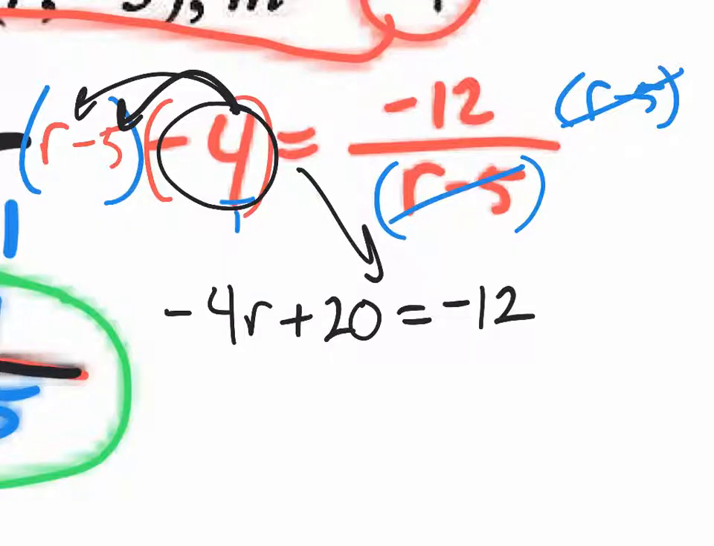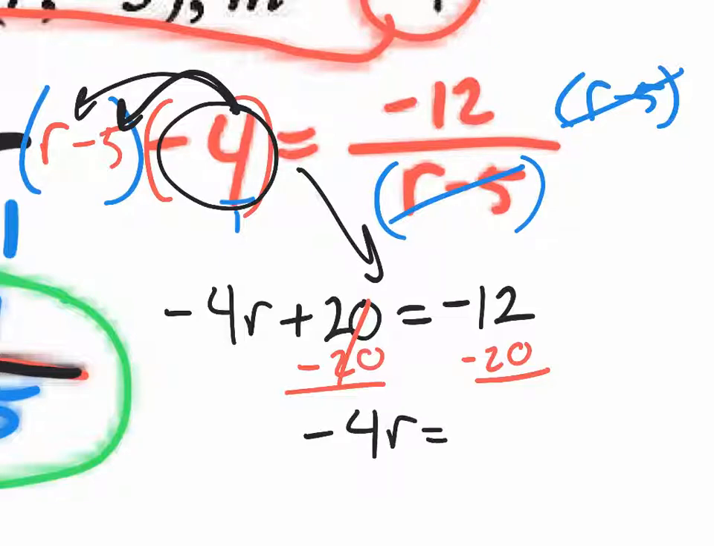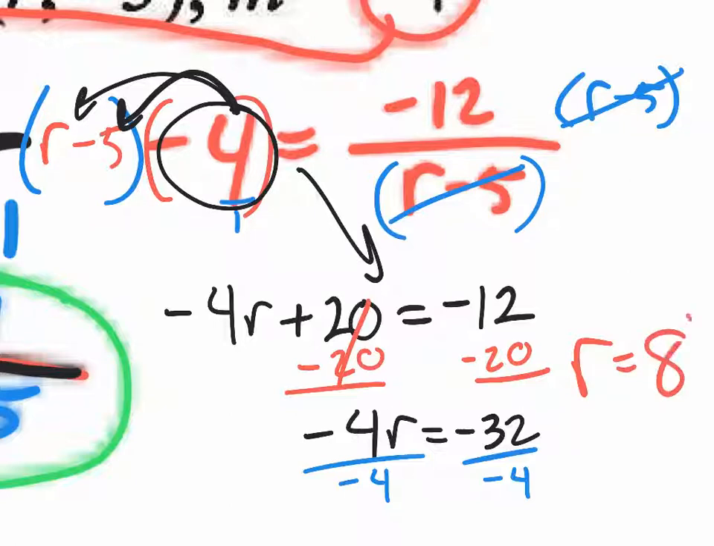So we still need to get r by itself. I need to get rid of what? Positive 20. So let's subtract 20. What you do to one side, you do to the other side. Subtracting 20, we're going to have a new equation that says -4r equals -32. My final step will be to do what? To get rid of that -4. Divide by -4. Divide by -4. Final answer is r equals 8.